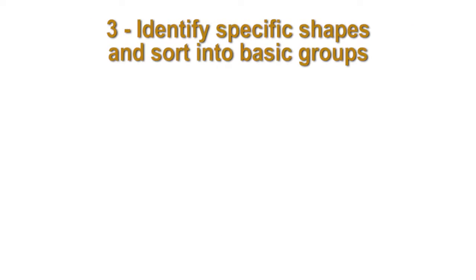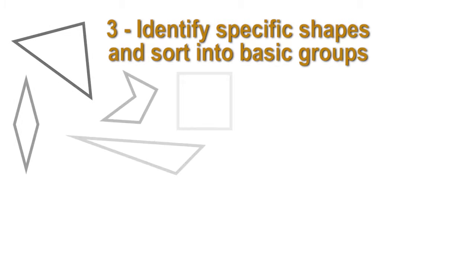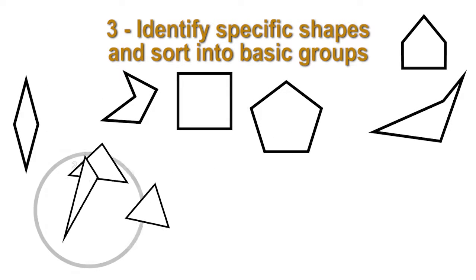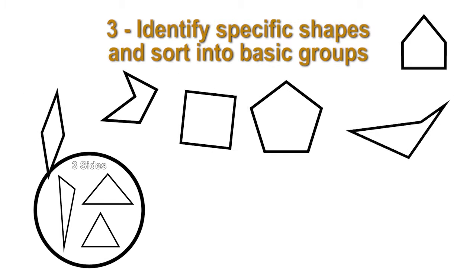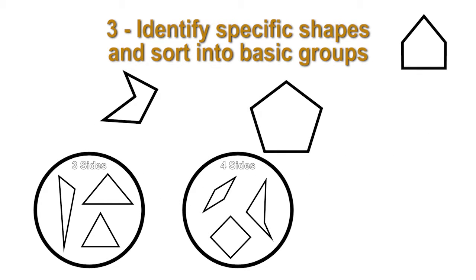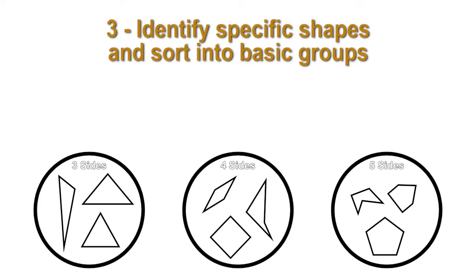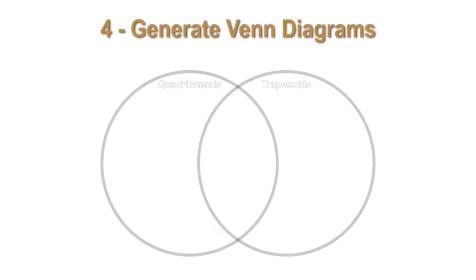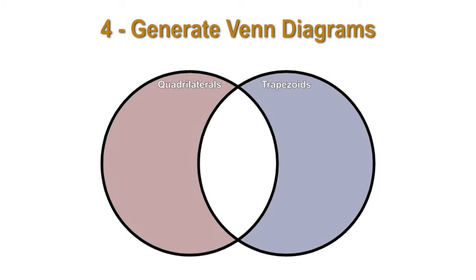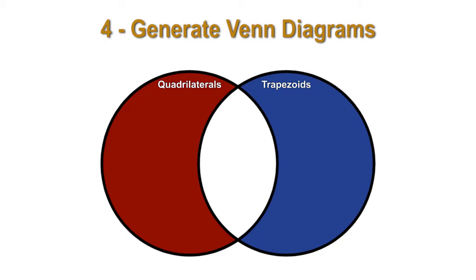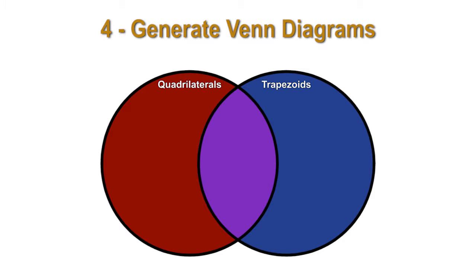Third, identify specific shapes and sort into basic groups. For example, all of the shapes in the first group have 3 sides, all of the shapes in the second group have 4 sides, and all of the shapes in the last group have 5 or more sides. Fourth, generating Venn diagrams. Each circle represents a specific shape or attribute, and where the circles overlap is where they have the traits in common.